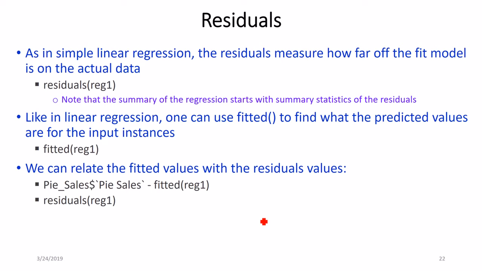Now we talk about residuals. Just like with simple linear regression, the residuals measure how far off the fit model is on the actual data. Given a model, we call the residuals function. And also, just like with simple linear regression, we can use the fitted function to find the predicted values given a model. We can indirectly get the residuals by taking the sales minus the fitted values. The direct way to get the residuals is still to just use the residuals function.